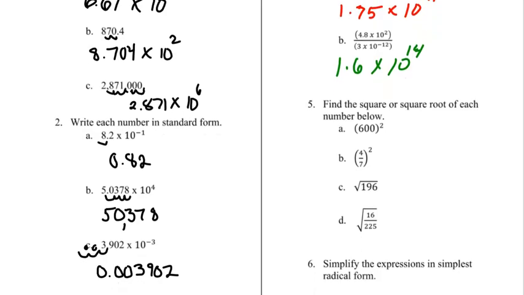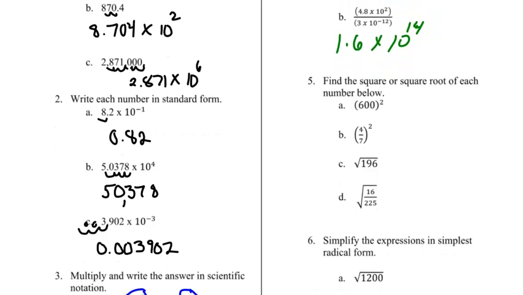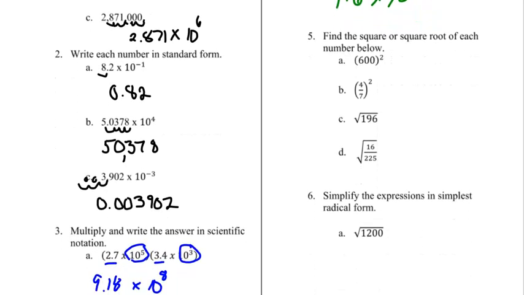Question 5, find the square or the square root of each number below. So 600 squared, if I square the 6, that gives me 36. And this is 600, so I would have to square the 600. So that means I'm doubling the number of zeros. So this will give us 360,000.